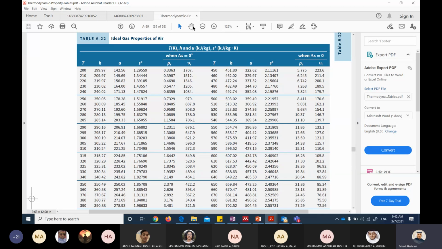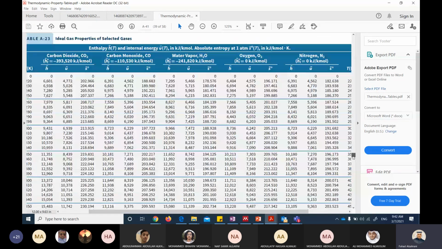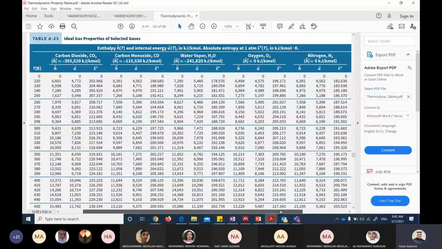So this A22 is for air. There is another table here, A23. This one is for multiple gases, and it gives you values on a molar basis. Molar basis means this is kilojoule per kilomole Kelvin. But you can use the molecular weight to easily convert to mass basis, right?